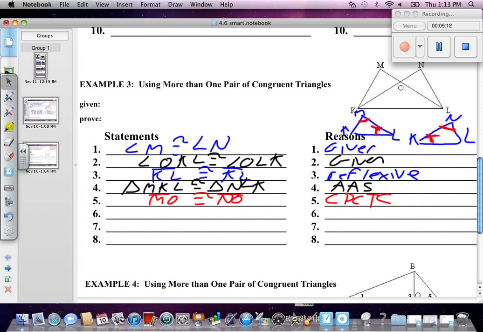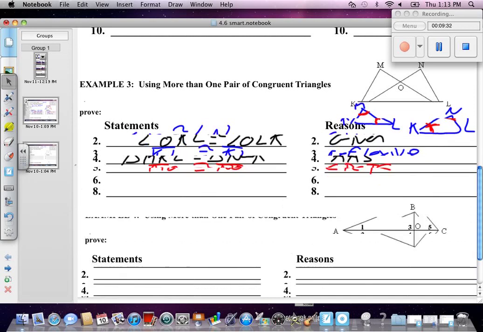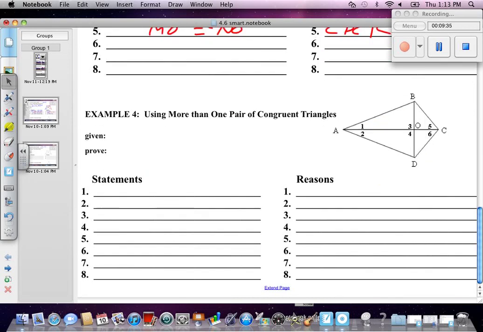All right, the next one's a little bit more difficult because we're going to deal with two triangles and then two different triangles. So bear with me. When you're looking at the line or the angle, it depends on what two triangles we're talking about. My given is angle 1 is congruent to angle 2, and angle 5 is congruent to angle 6. So let's mark those.